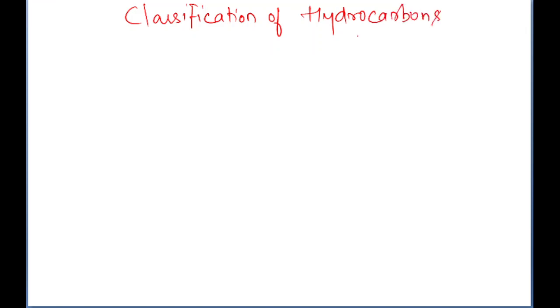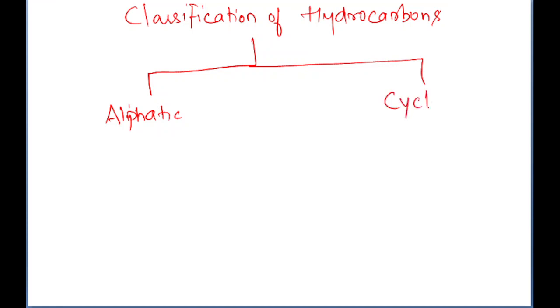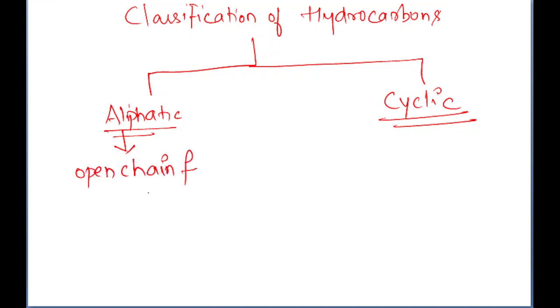Okay, now the classification of these hydrocarbons. Broadly, they are classified as, first, aliphatic, and then the second class is cyclic. Aliphatic means open chain hydrocarbon. There is no ring formation. Open chain hydrocarbon.